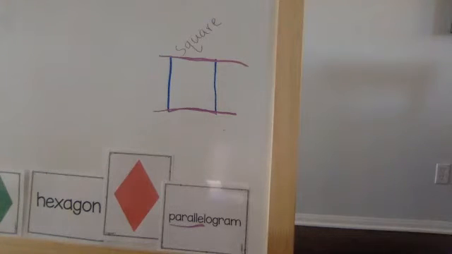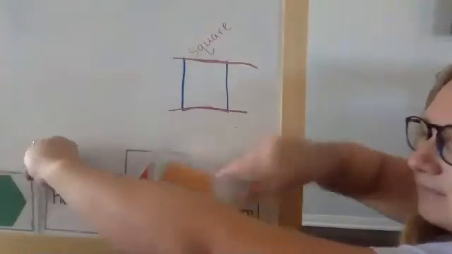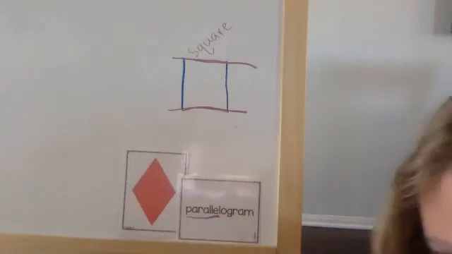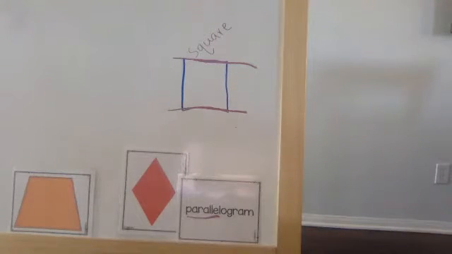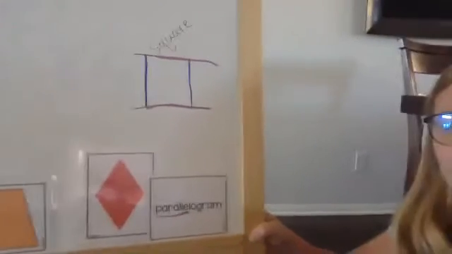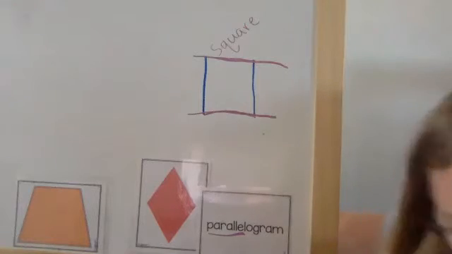Okay. This one, the orange one. What is this guy? Pentagon. Oh, good try. I like that you're shouting out. Good job. I know it starts with a Q. What do you think that could be?